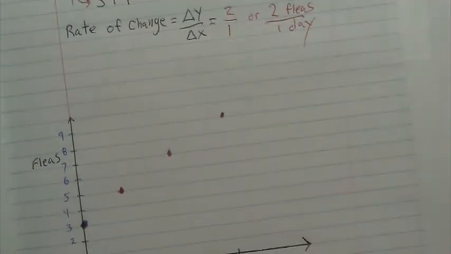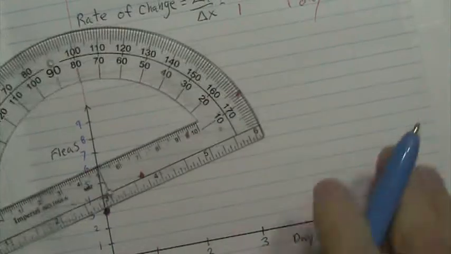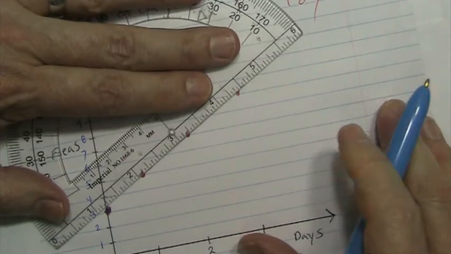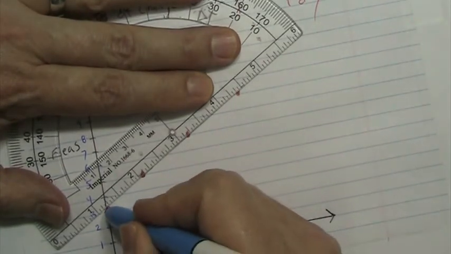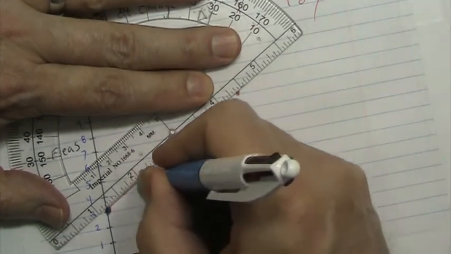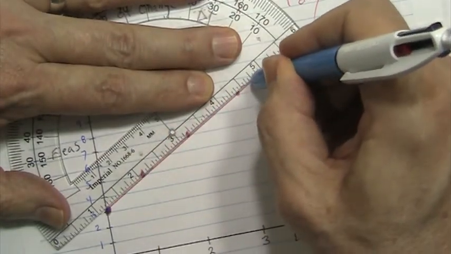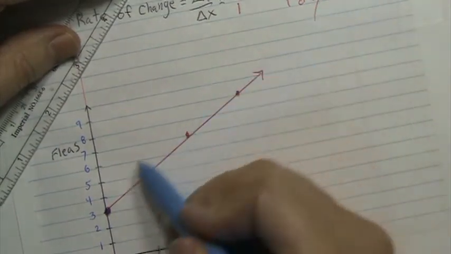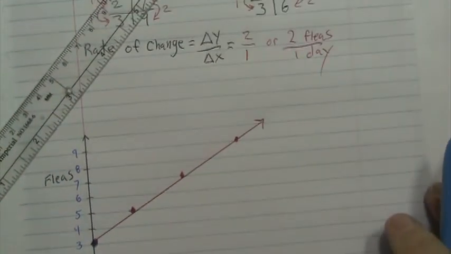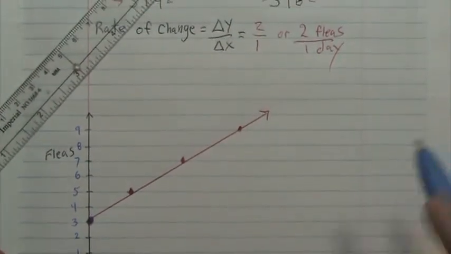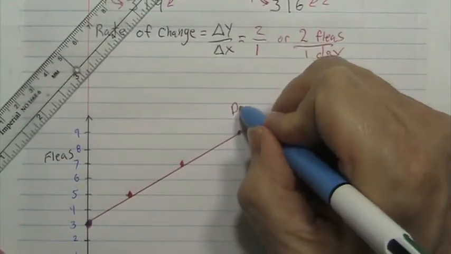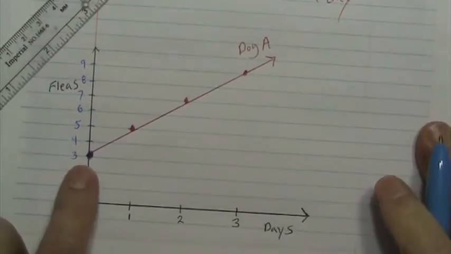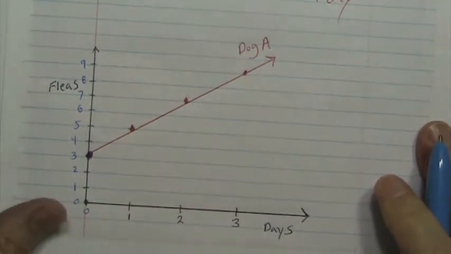All right, I'm going to draw a line through it. And it should be linear. Now I don't have a perfect graph here because I'm freehanding it. I don't have a nice grid. But it goes pretty much like this. Notice it makes a straight line. They call that linear. Okay, and this is for dog A, the one with the fleas. Notice it starts off with 3 fleas. Let's do the next one, dog B.